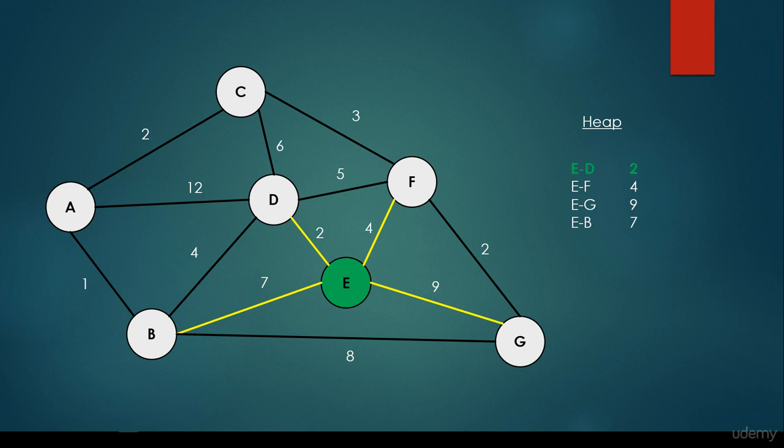Then we are going to get the minimum edge, so the edge with the minimum edge weight. It's going to be the edge between the vertex E and the vertex D. So we are going to visit this vertex, and we consider these vertices and this edge between the two vertices to be done, in the sense that we are not going to bother about them anymore.